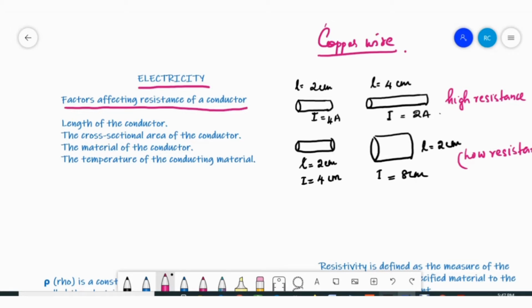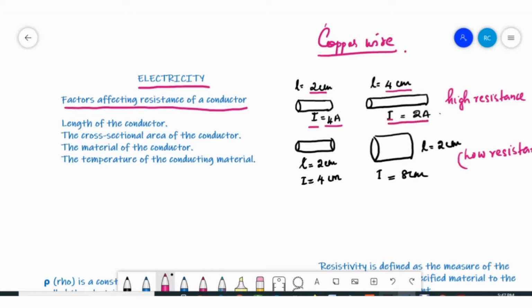Consider a copper wire of length 2 centimeter. If electricity is passing through this conductor and the value is measured, for example, if I is 4A, I means the current passing through the conductor, and the value is 4A. And you are considering another conductor of length 4 centimeter. It's of the same material and the current passing is 2 ampere.